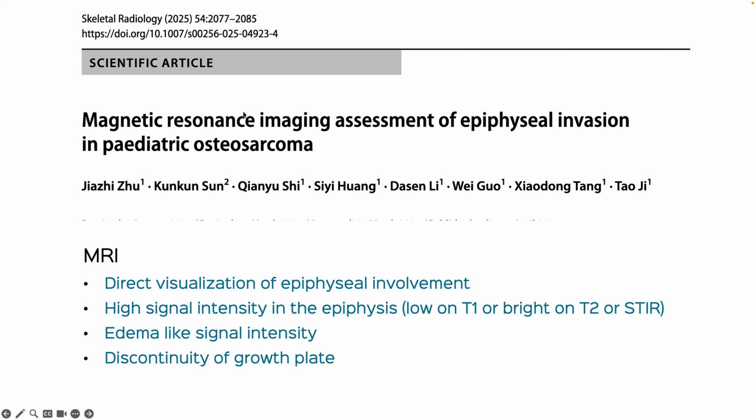Again, very recently there was a paper that talks about the different signs that you can look at to identify epiphyseal spread. One is direct visualization, the other is foci of altered signal intensity, so low on T1, bright on T2 or STIR, edema, and discontinuity of growth plate. So edema perhaps is the least specific, because you can get edema even without tumor spread, but direct visualization, discontinuity, and this altered focal signal makes sense.